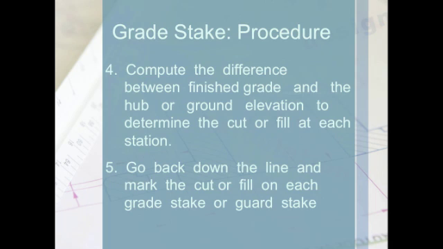Step 4. Compute the difference between finished grade and the hub or ground elevation to determine the cut or fill at each station. Step 5. Go back down the line and mark the cut or fill on each grade stake or guard stake. Take a minute to watch this video on the proper way to read a grade stake.